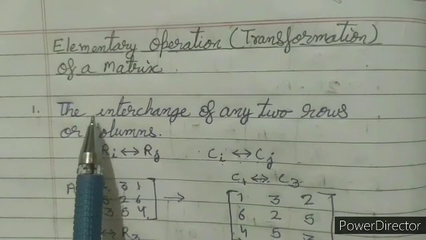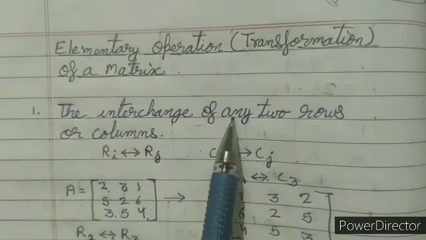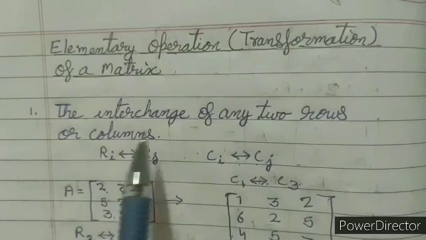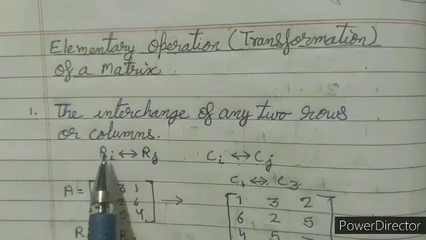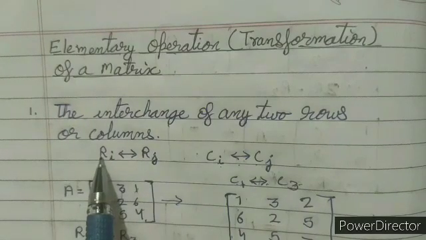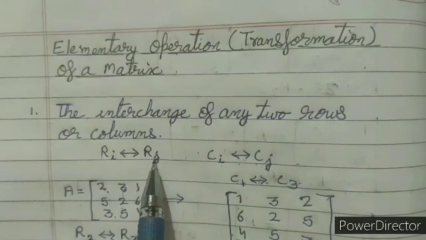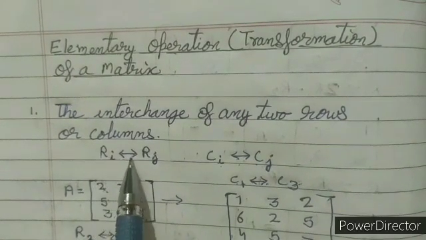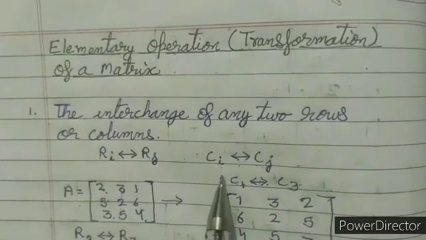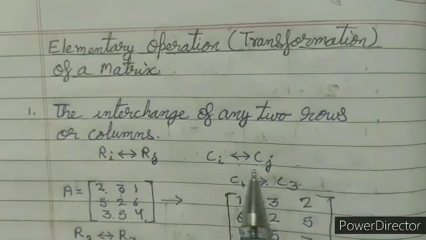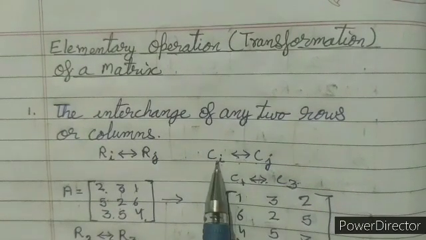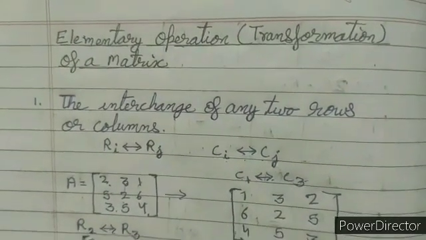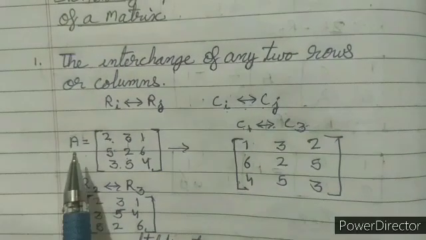Now the first elementary operation is the interchange of any two rows or columns. That means we can interchange any two rows or columns of a matrix. If we are interchanging the ith row with the jth row, then it will be represented by Ri interchanged with Rj, and if we are interchanging the ith column of a matrix with the jth column, then it will be represented as Ci interchanged with Cj. Now let us understand this with the help of an example.